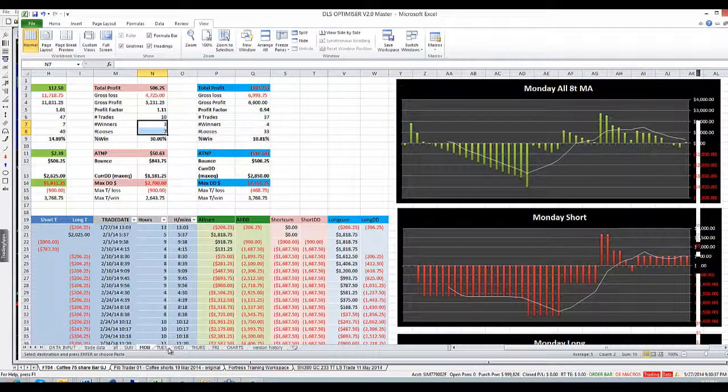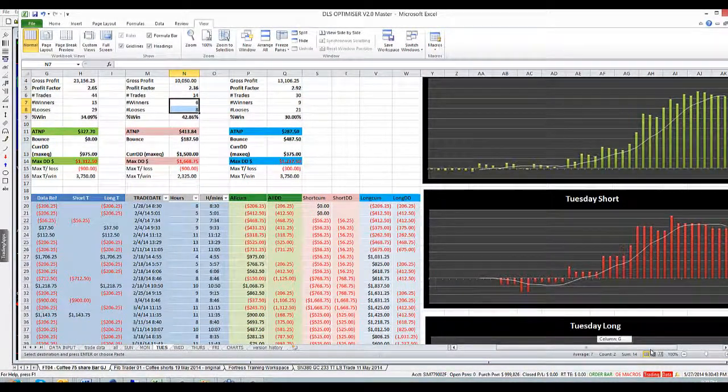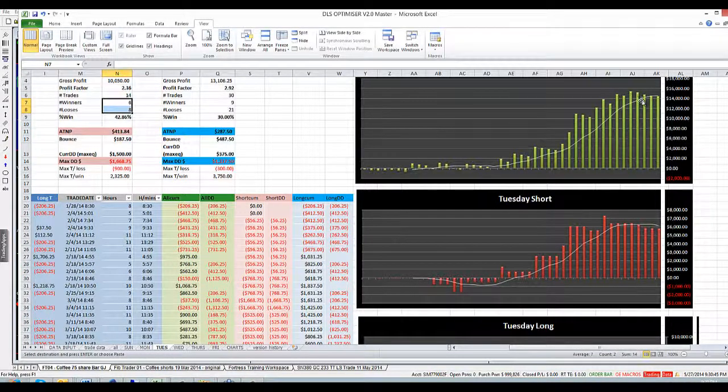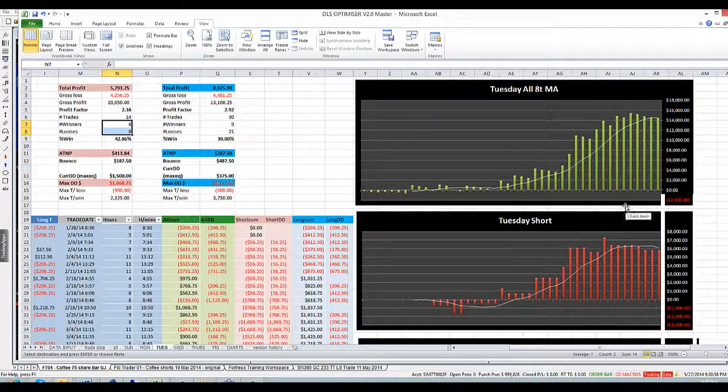So we'll click over here to Tuesday. Now Tuesday all looks pretty good. It's starting to come off a little bit. So we need to find out what's causing our system to drop off a little bit on Tuesday. And if we have a look at the longs and shorts, you can see there the overall profit, $8,000 on the long side, $5,793 on the short side. Current drawdown on that strategy is 1,500 and 375 on the long side.